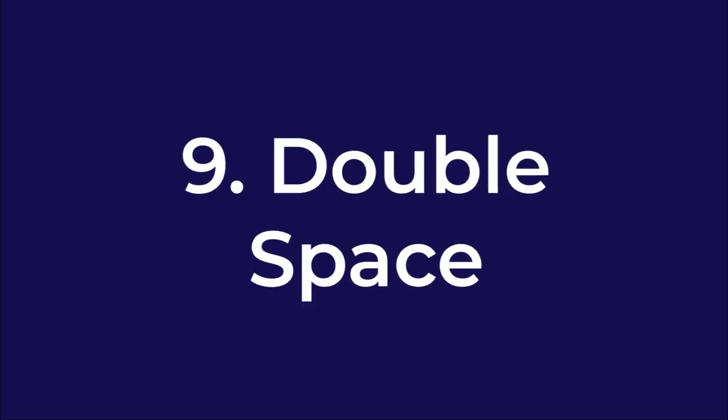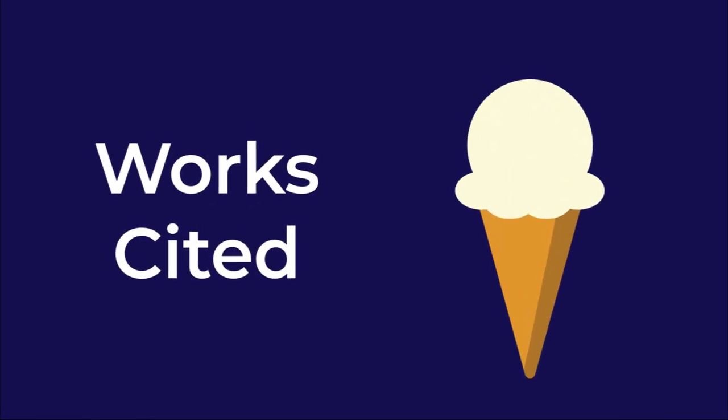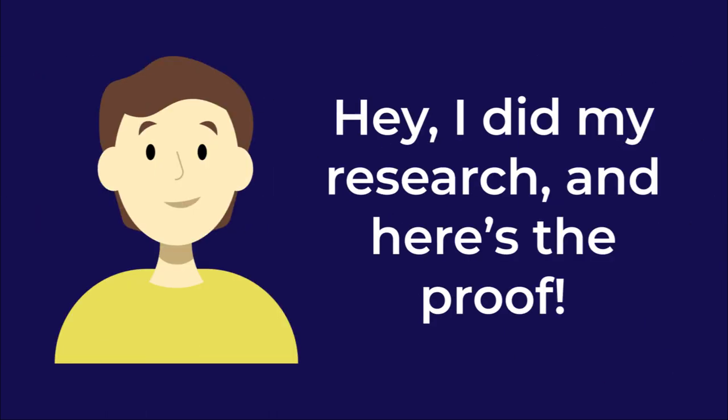Number 9. Double space. Don't forget, the entire document should be double spaced, including your works cited. To sum it up, putting together a works cited page is the cherry on top of your research paper. It's a simple way to say, hey, I did my research, and here's the proof. And it's an important final step to give credit where it's due.